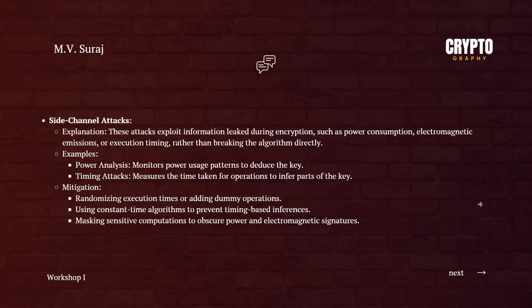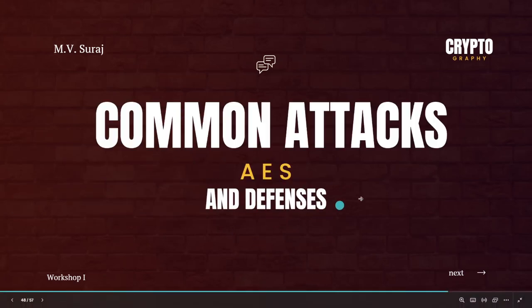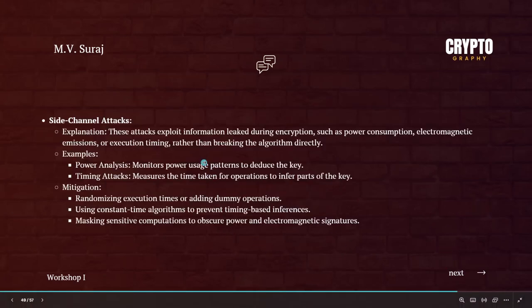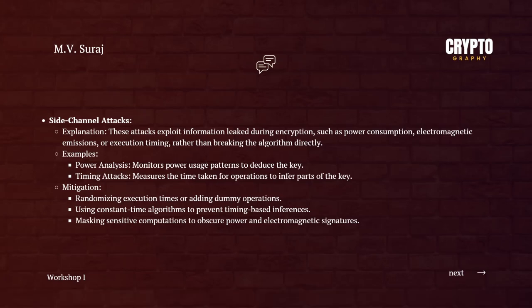So side channel attacks. These attacks exploit information leaked during encryption, such as power consumption, electromagnetic emissions, or execution timings, rather than breaking the algorithm directly. So that is exactly what side channel attacks do. And we're going to also talk about what the defenses are. Examples are power analysis, which monitors power usage patterns to deduce the key. Timing attacks measure the time taken for operations to infer parts of the key.